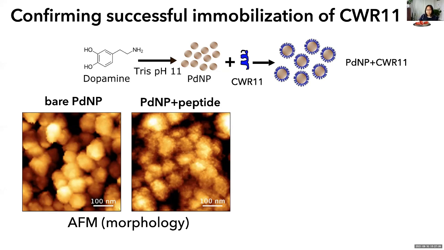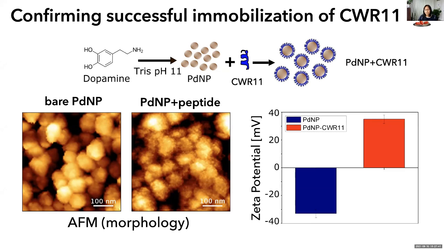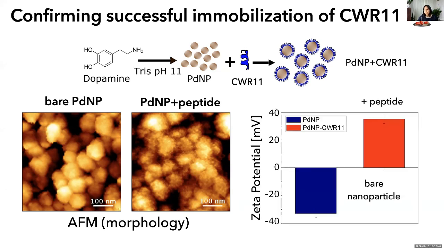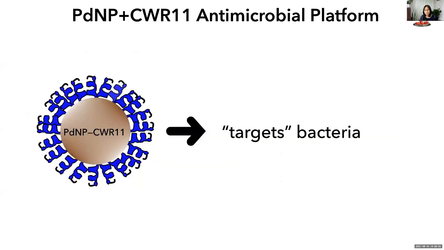But if you are not convinced, here is our zeta potential. For bare PDNP, we have this negative charge, and there is a dramatic shift from negative to positive in the presence of peptide. So what this slide basically shows you is that we are now confident that we have successfully immobilized this AMP onto our nanoparticle surface. But that's not the end of our consistency checks.